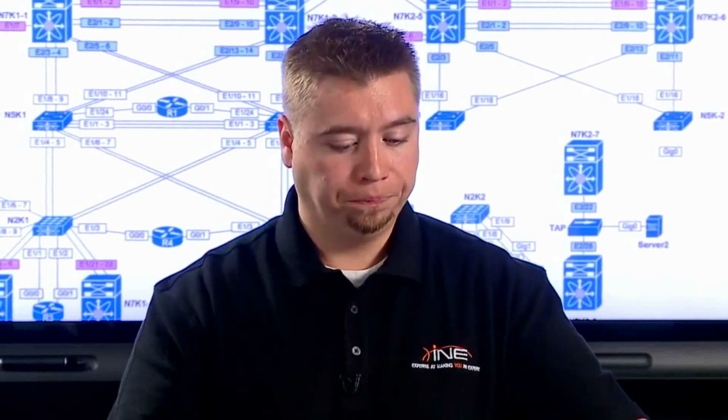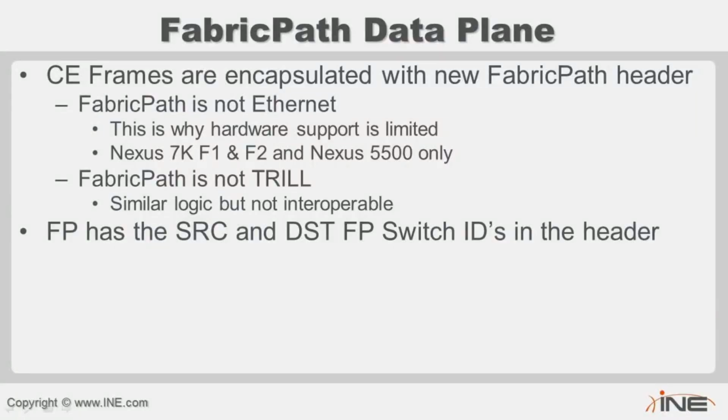The ultimate goal is going to be the same, that we're taking layer 2 traffic and we're tunneling it over layer 2, and we're using IS-IS to exchange the control plane information. But FabricPath doesn't really have anything to do with TRILL, other than the general analogy that we're trying to do MAC-in-MAC routing.